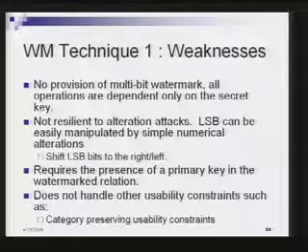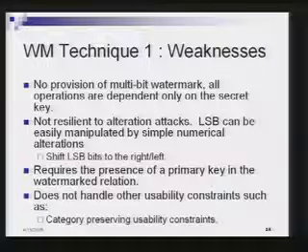Also, this technique does not handle complicated usability constraints, for example, category preserving usability constraints. Let me tell you about that. For example, the age data. Someone age 20, this means he cannot drink, right? If you insert a 1 in the least significant bit, 20 becomes 21, and he can drink now. So now the category has changed. So least significant bit embedding does not take care of this. Make sense? Okay.